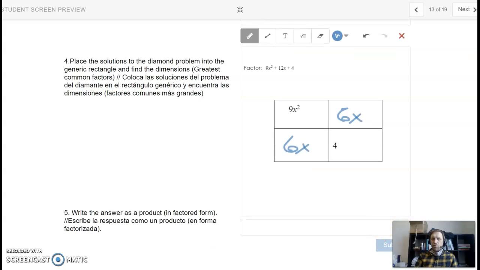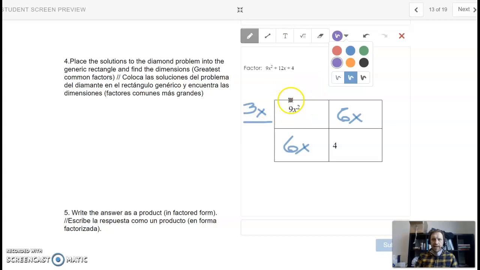And then I just need to use greatest common factors. So go ahead and try that. Pause it, see if you can do it. 9x squared, 6x. What goes into 6 and 9? 3. What goes into x squared and x? X. So I always do this one first, and then I do this one up here. Right?